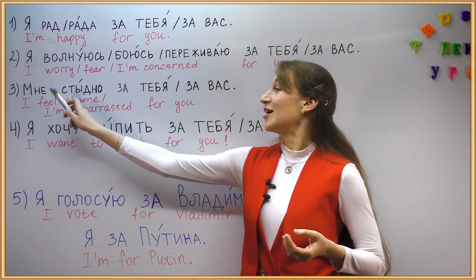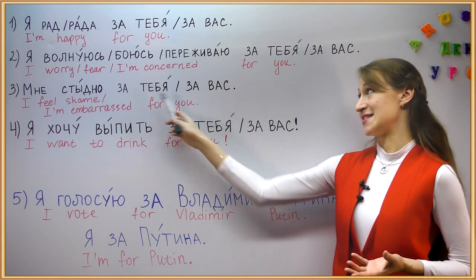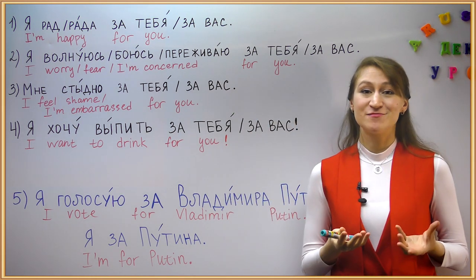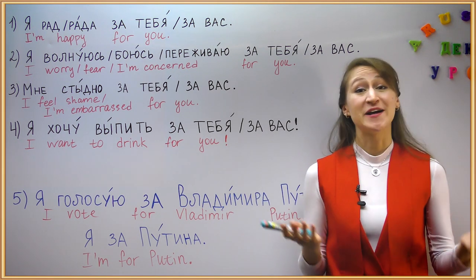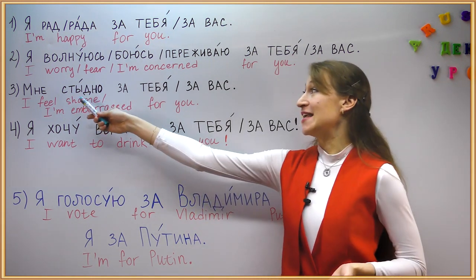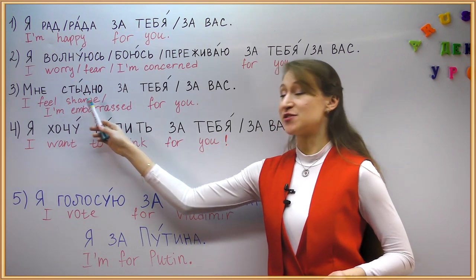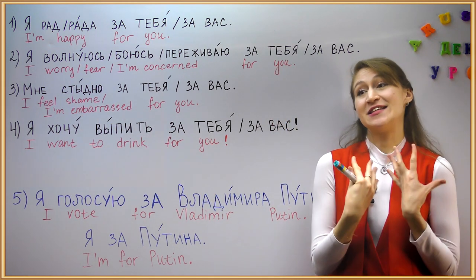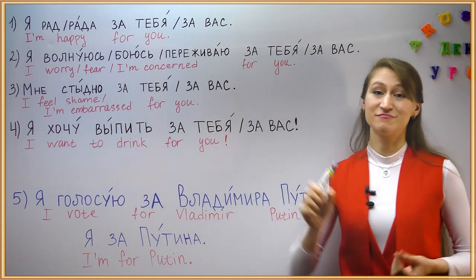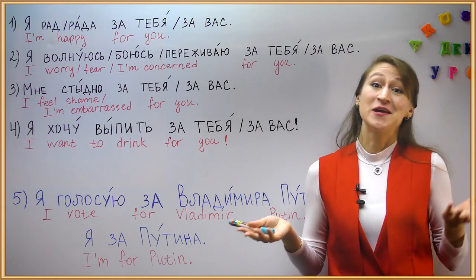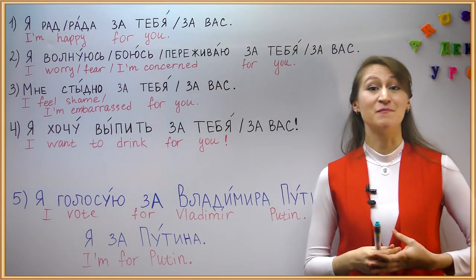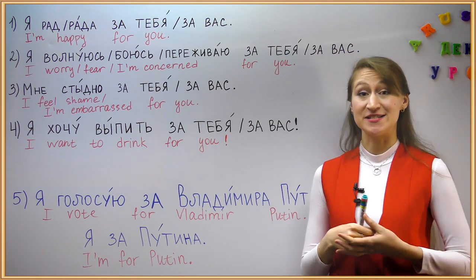Number three. Мне стыдно за тебя or за вас. So this phrase, normally it is said by parents who are embarrassed for their kids' behavior. Мне стыдно. Here we have an interesting construction. Literally, to me, it's embarrassing or shameful. Мне стыдно. Again, the child can be okay about something that he or she did, but the parents may be ashamed, may be embarrassed.